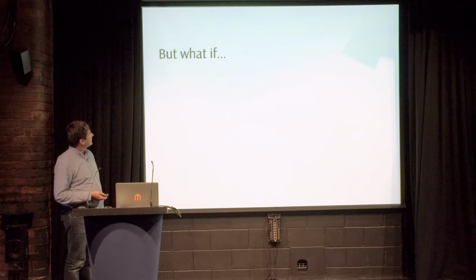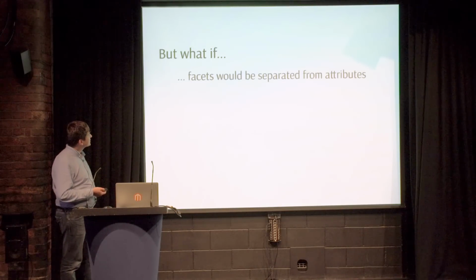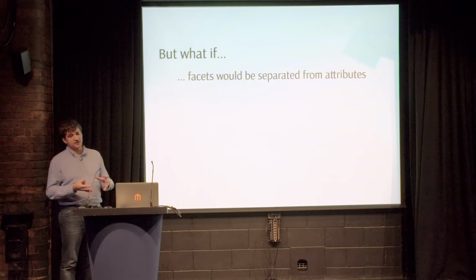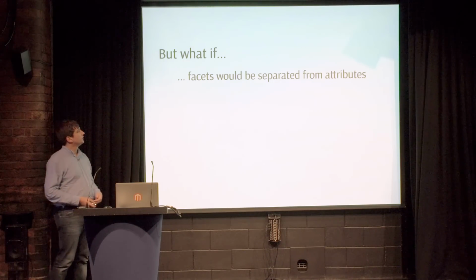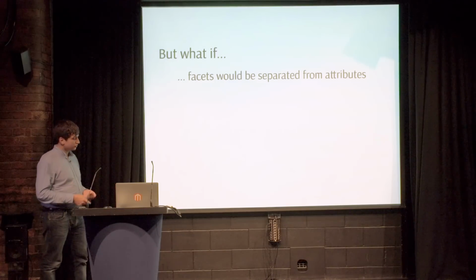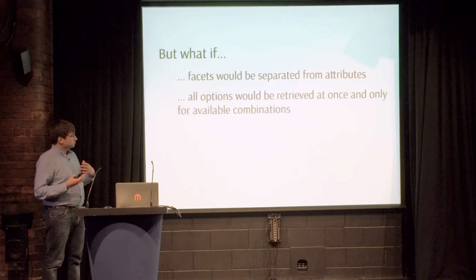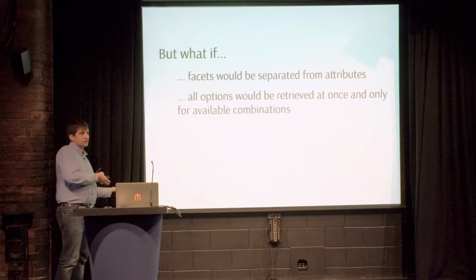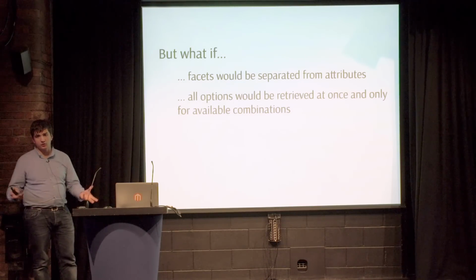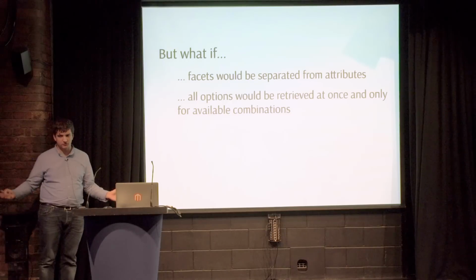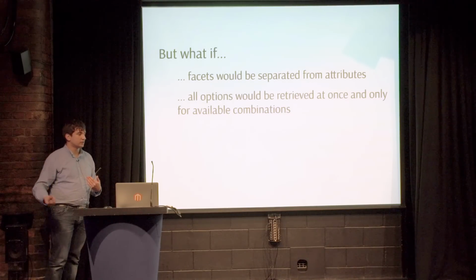So I decided to experiment, and I thought, okay, what if we separate facets from attributes and make them totally different data that are going to be used by our search and category pages? I also decided, why not load not all options at once, but only the ones that we actually have for our current subset of products. We don't need thousands of options and to walk through them for each. We can just retrieve the needed options at the needed time.